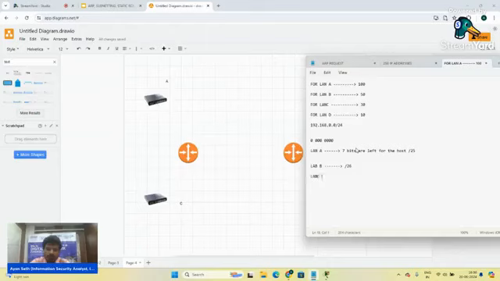For LAN C, we can make it /27. And for LAN D, what can we do? We need to accommodate 10 computers, right? So 2 to the power 4, that is 25, 26, 27, and 28. So the prefix length will be /28. Why? Because we need just 4 host bits, right?